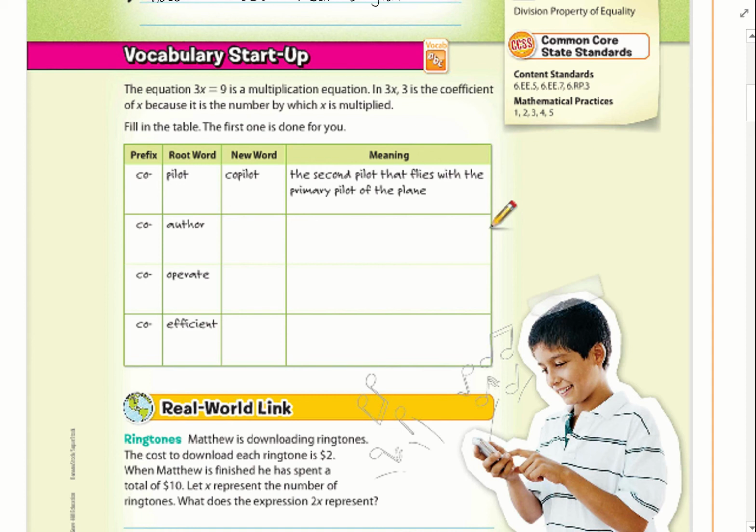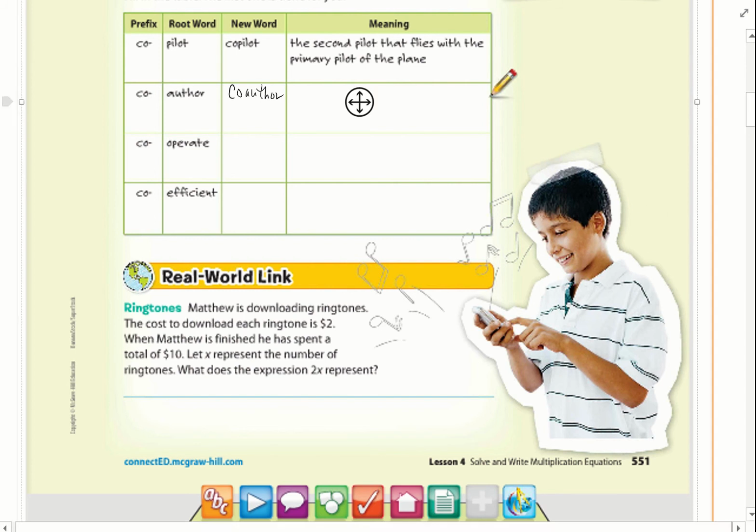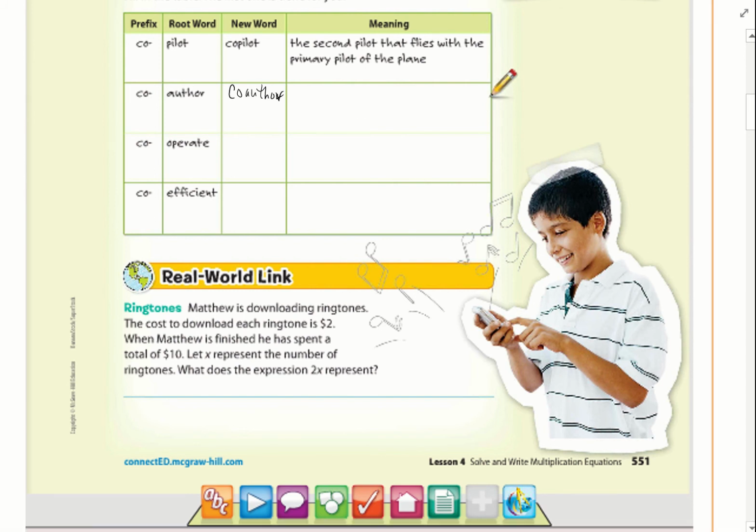So we have co and then pilot, the second pilot that flies with the primary pilot of the plane. We have a co-author, and a co-author is someone who writes with another author. This is operate, cooperate, work together.